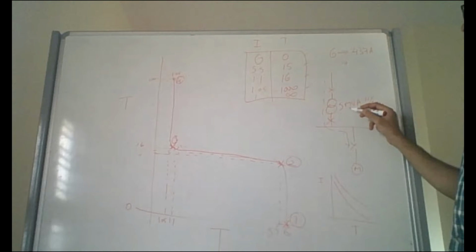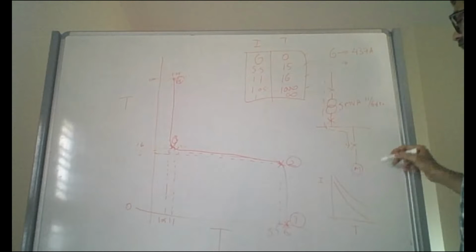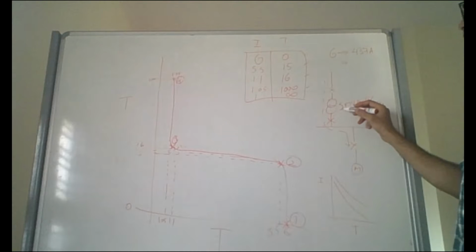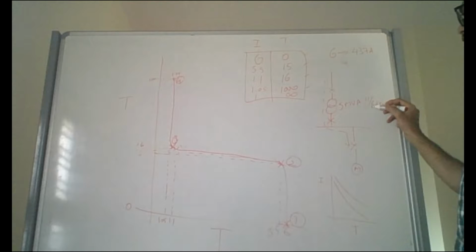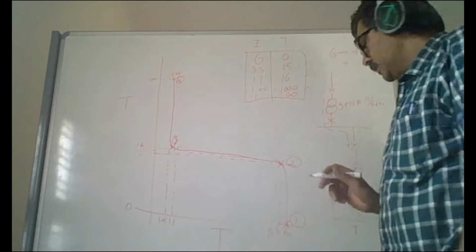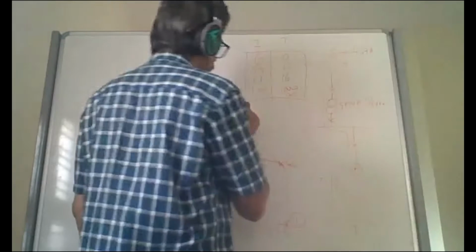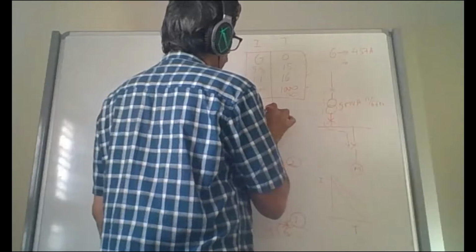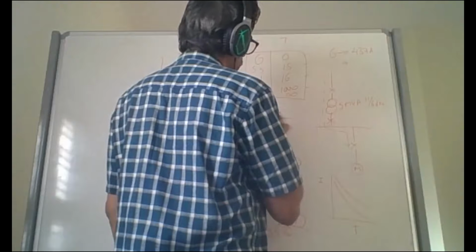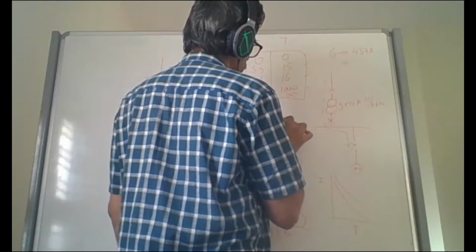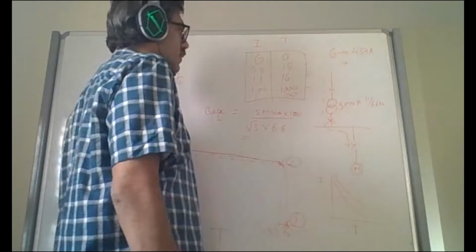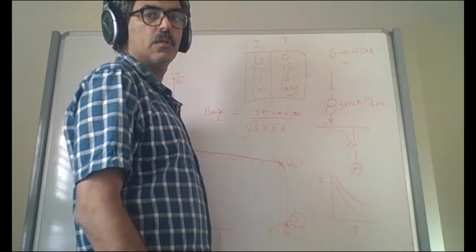Now, for 5 MVA, what is the base current of this system in per unit value? The base MVA is 5 MVA and the base voltage is 6.6 kV. The base current of the system is 5 MVA divided by root 3 into 6.6 kV. How much does it come to? Please calculate and tell me. Quickly.